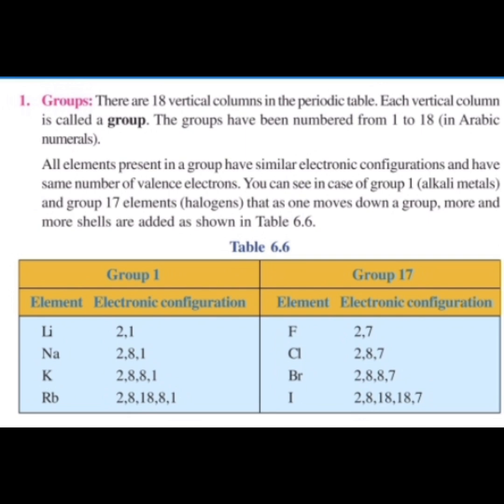All elements present in a group have the same electronic configuration and the same number of valence electrons. You can see in the case of group 1, that is alkali metals, and group 17, the halogens, that as one moves down a group, more and more shells are added, as shown in table 6.6.